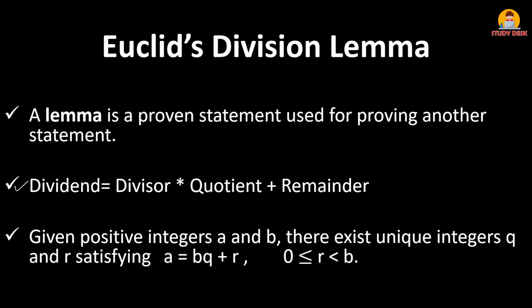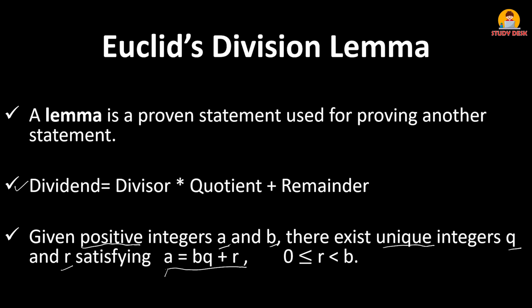What is it? Given positive integers A and B, there exist unique integers Q and R satisfying A equals BQ plus R. Remember, the integers have to be positive. It cannot be different integers. There will be existing unique integers Q and R.